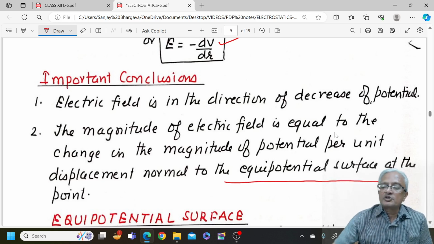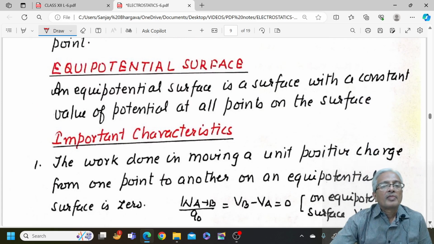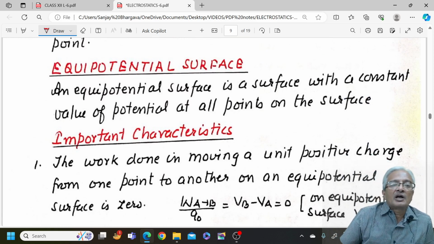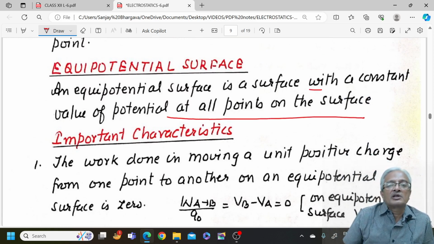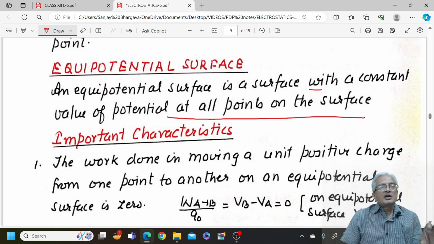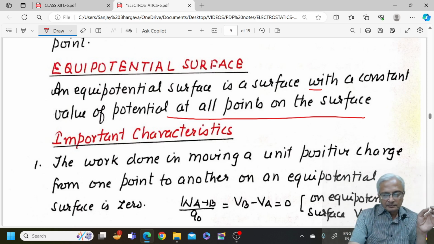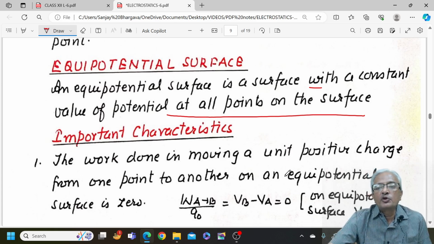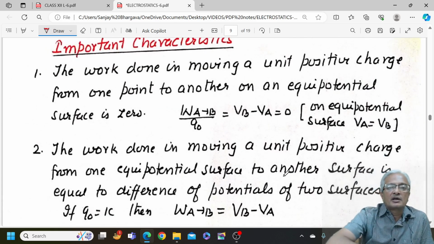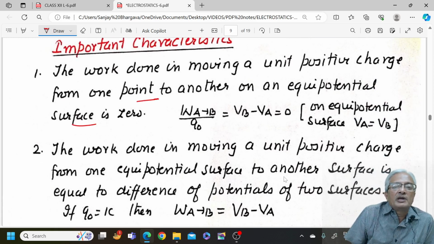Now the question that comes to mind is, what is an equipotential surface? An equipotential surface has a constant value of potential at all points on the surface. So a surface on which potential remains the same at all points would be called an equipotential surface. Now, what are the important characteristics of the equipotential surface? The first one: the work done in moving a unit positive charge from one point to another on an equipotential surface would be equal to 0.